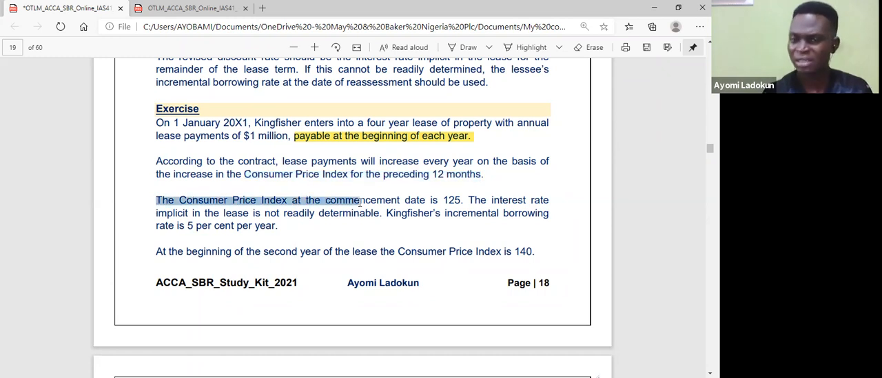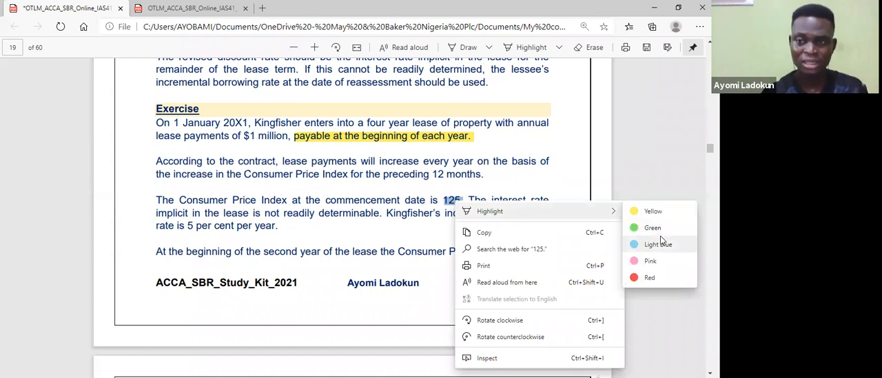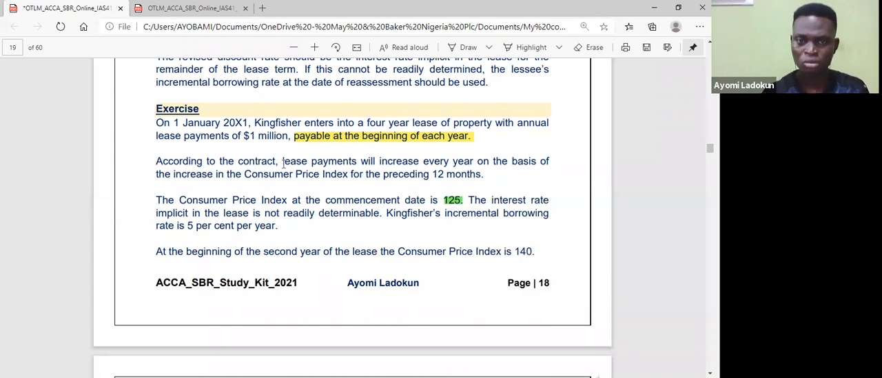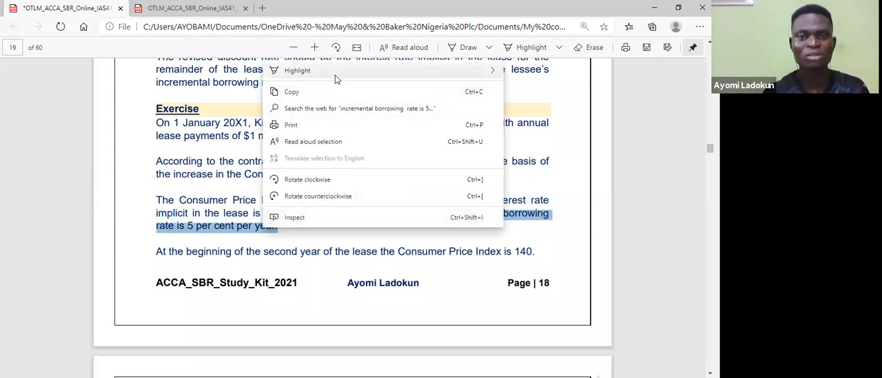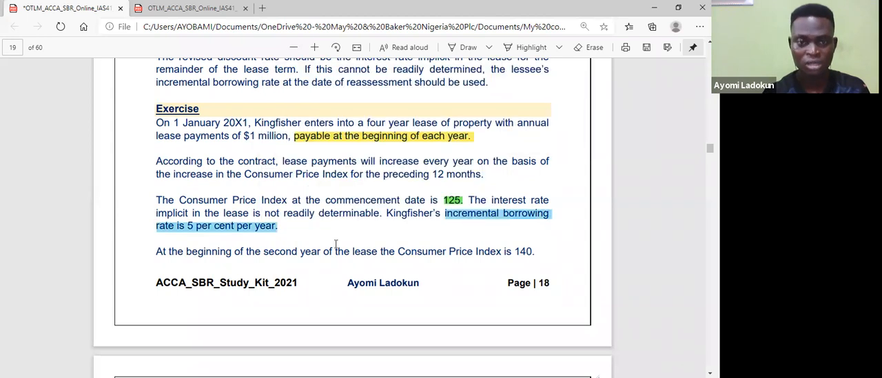The consumer price index at the commencement is 125. So when I started, it was 125. And I was told that lease payment will increase every year if the consumer price index has increased. This is a smart way of entering into a lease. Then the interest rate implicit in the lease is not readily determinable. Kingfisher's incremental borrowing rate is 5% per year. Can you see that? So you're already giving me what I use to discount to present value.